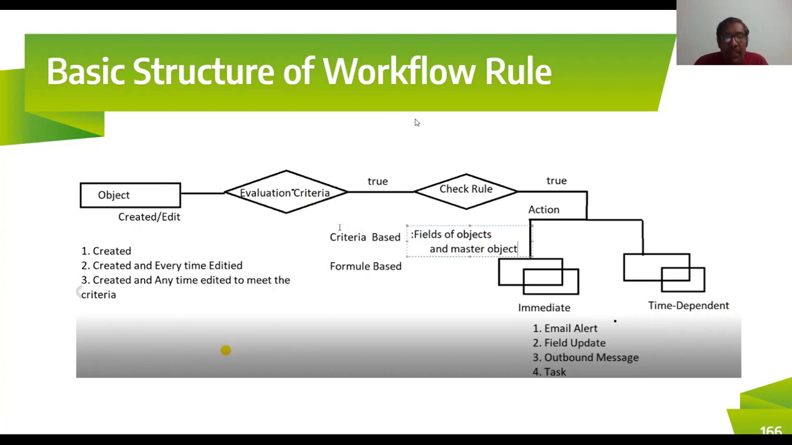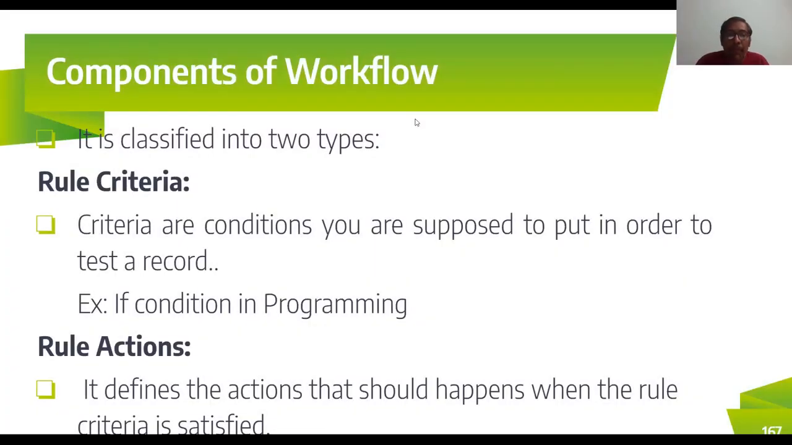When this evaluation criteria is met and returns true, then it is going to check the rule. When the rule returns true, then the action is going to be performed. What are the actions here? There are two types of action: immediate action and time-based action. Under immediate action, we have email alert, field update, outbound messages, and tasks that we are going to perform.